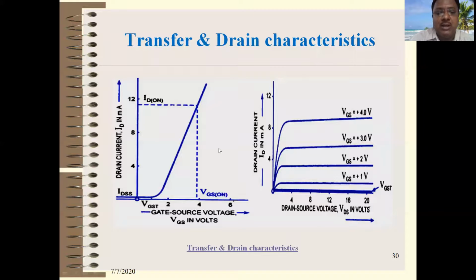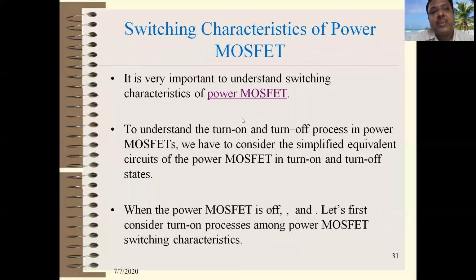So this drain transfer characteristics video that was not shown yesterday. Now, switching characteristics of power MOSFET. Basically, power devices are used for switching purposes. So switching characteristics are the most important for any power device, because mainly they are used as a switch. You should know the turn on time and turn off time of a device.